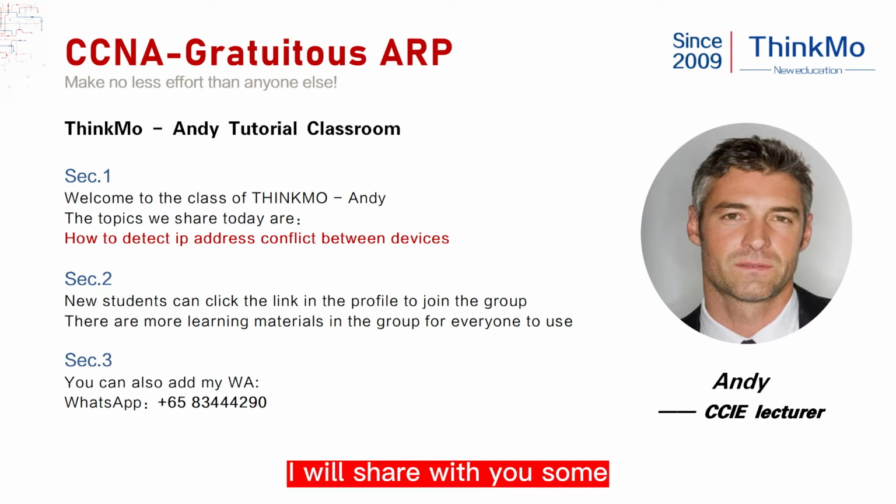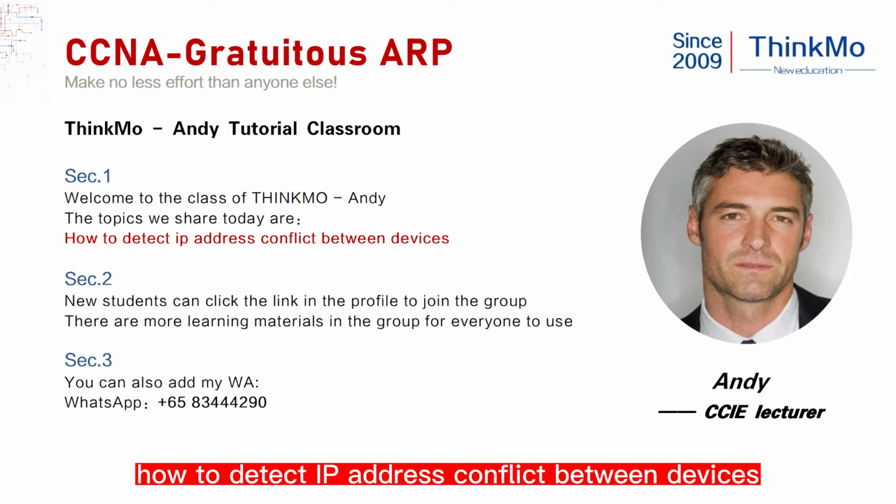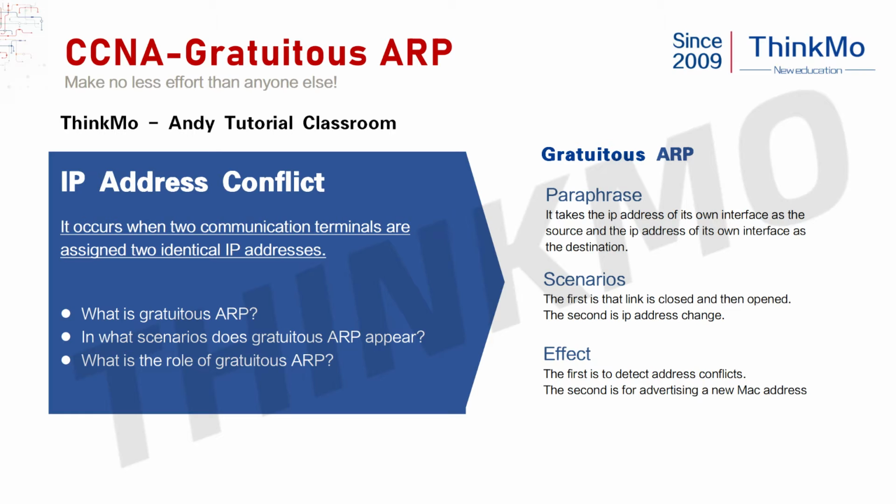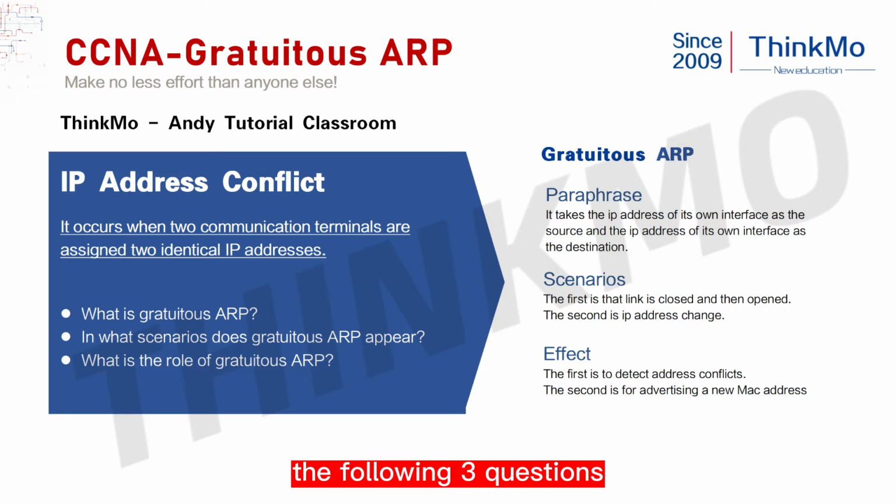Starting today, I will share with you some CCNA, CCNP, CCIE related technologies. Our topic today is how to detect IP address conflict between devices. This involves a concept called gratuitous ARP. First, we need to answer the following 3 questions.